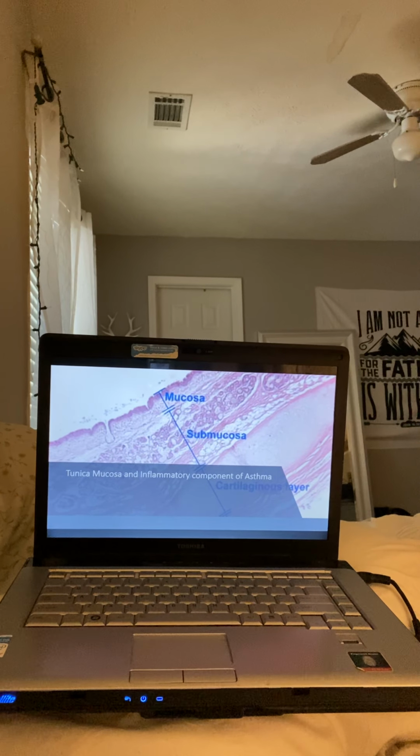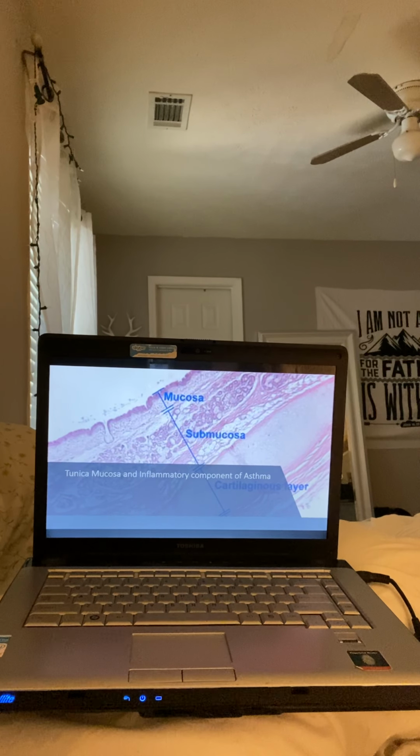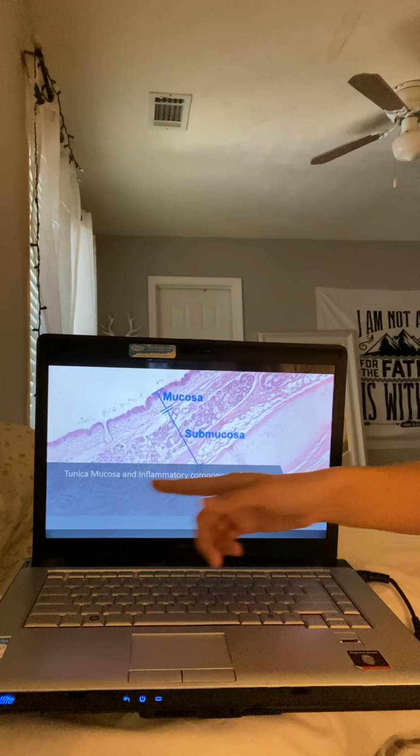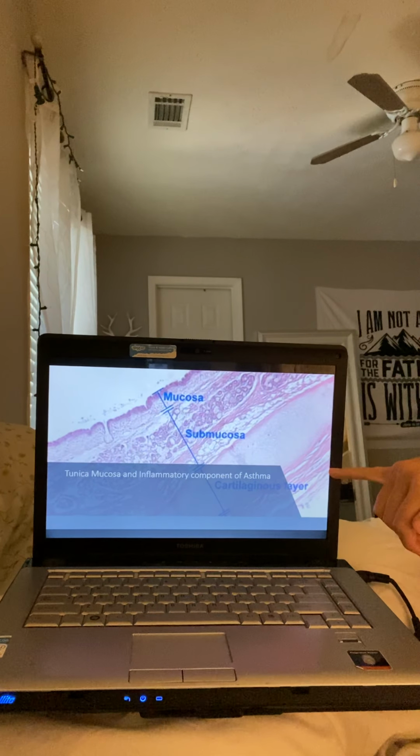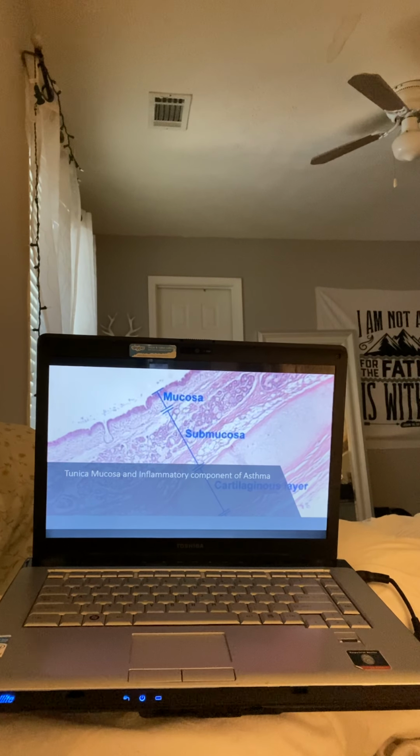But with someone who has asthma, there's also an inflammatory component to it, and this happens in the tunica mucosa. It is the lining of the mucosa that can become inflamed, and the tissues in the trachea can become inflamed, and they will puff up and narrow the tube, and they will also produce more mucus, so you can assume that that would make it very difficult to breathe.